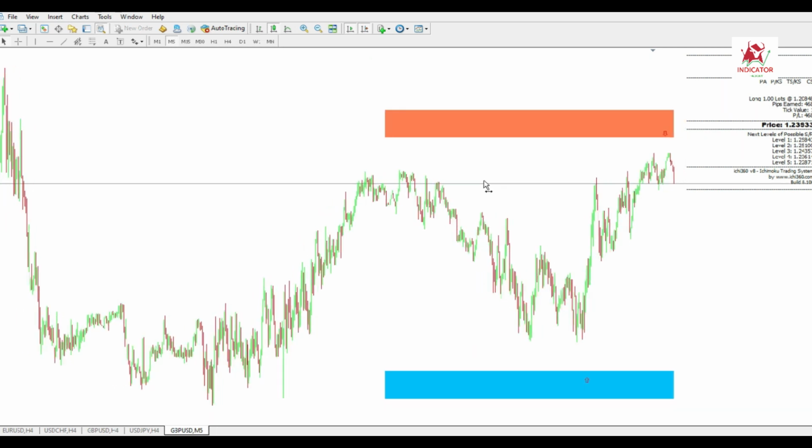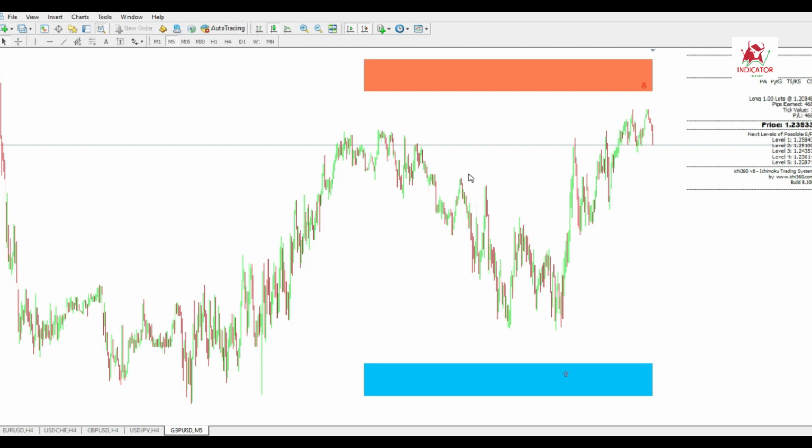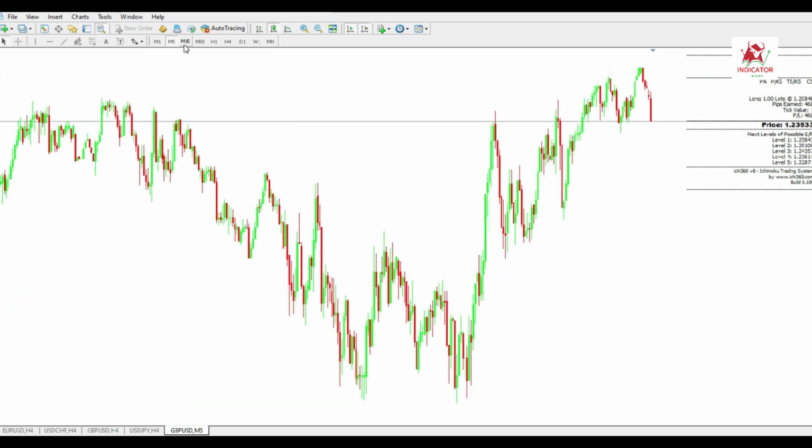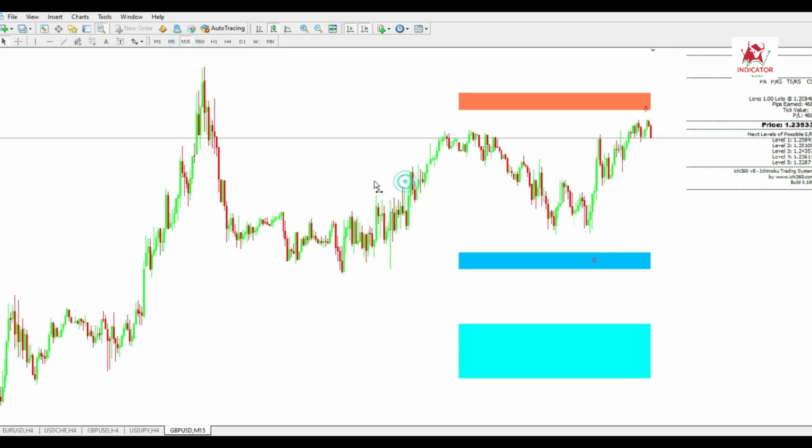Before you start trading, open your favorite trading pairs. Choose your time frame. This trading system works on all time frames from M1 to D1. Step 1. Identify the trend. Use the trend panel to filter trend.